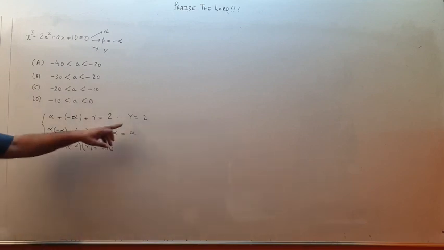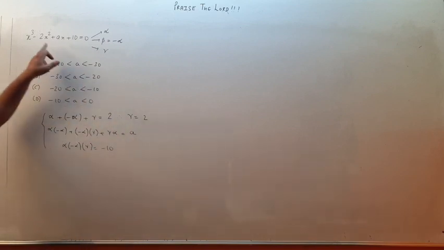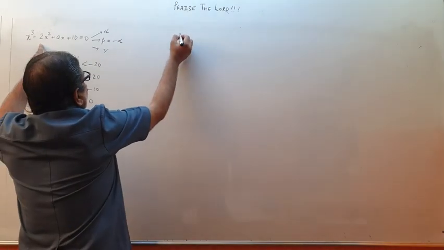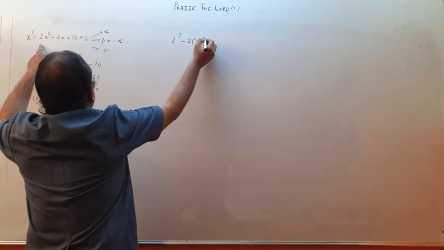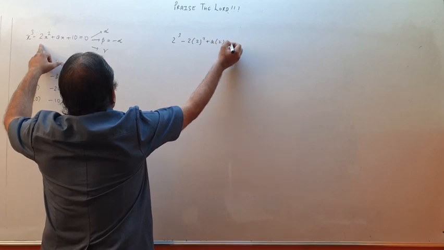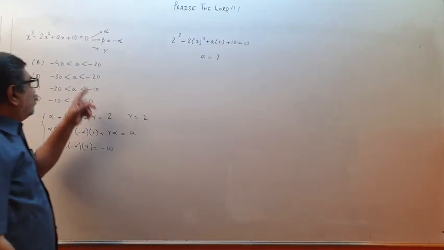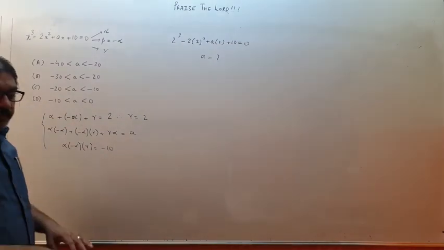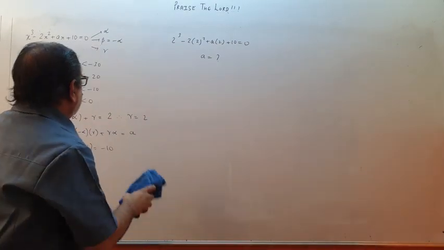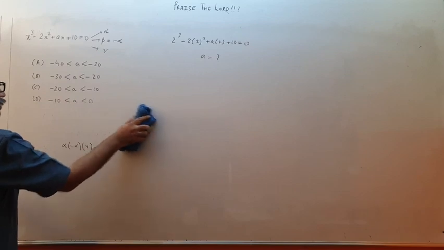So as soon as I come to know gamma is 2, that means one of the roots is 2, I put it over here. So 2 cube minus 2 into 2 square plus a into 2 plus 10 equal to 0. You will come to know what a is. Then you can check to which range it belongs. Very easy. Okay, then please pause and copy.